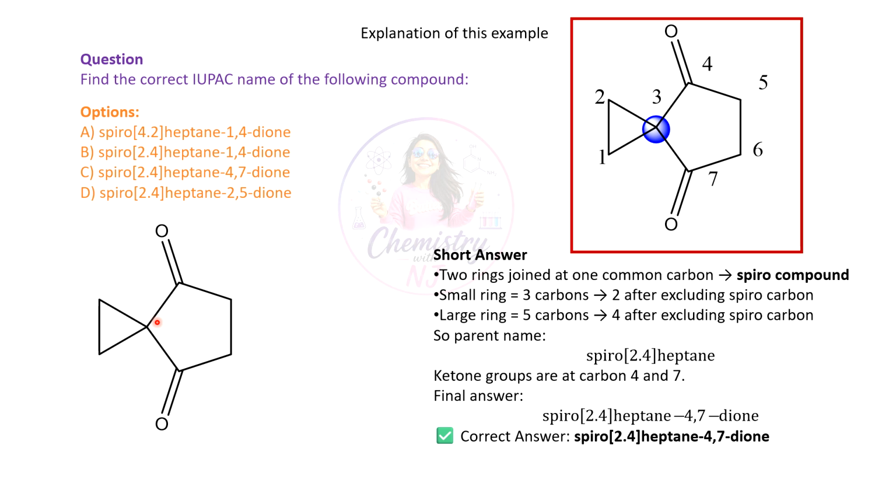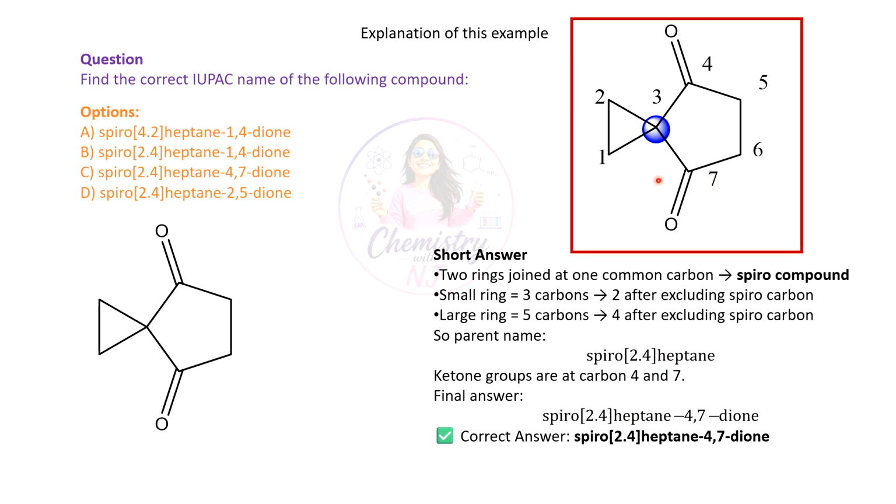Now count the carbons in both rings. The small ring contains three carbons including the spiro atom, so after excluding the spiro carbon it becomes two carbons. The next one is the five-carbon ring, and after excluding the spiro carbon there are four carbons. Therefore the parent name becomes spiro[2.4].